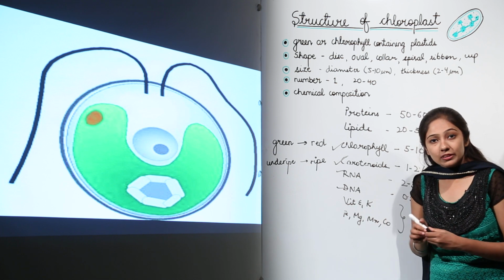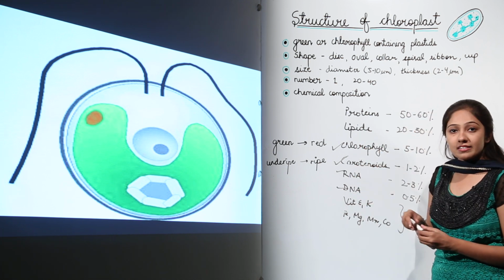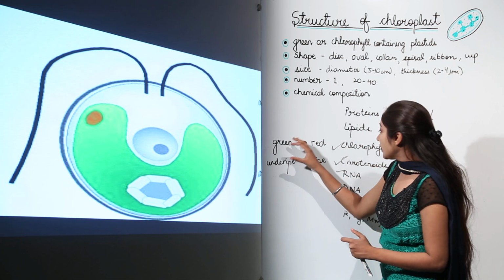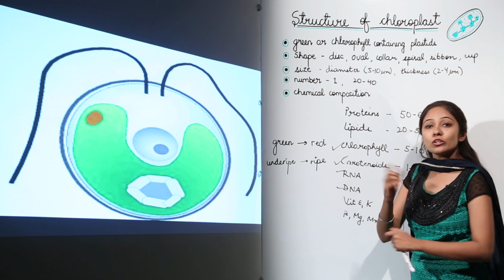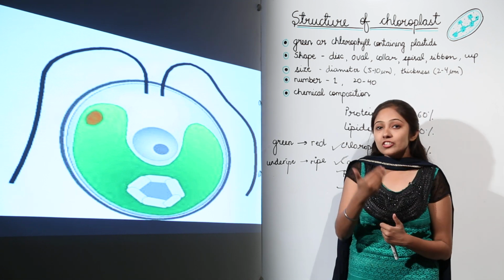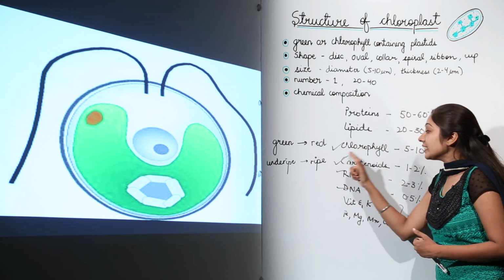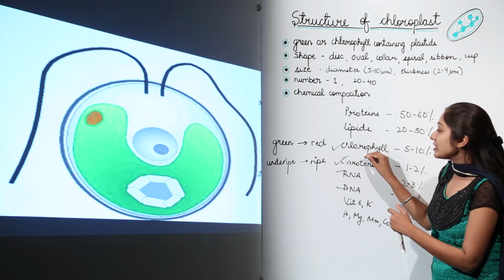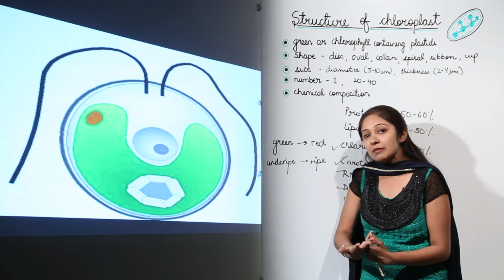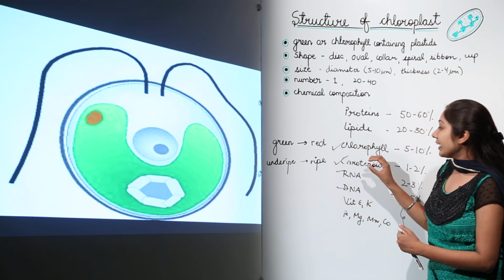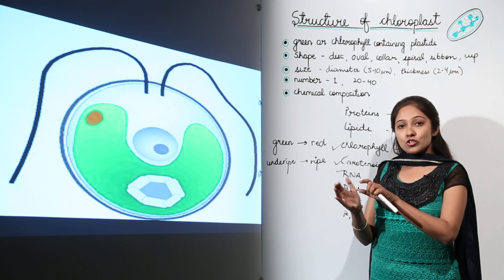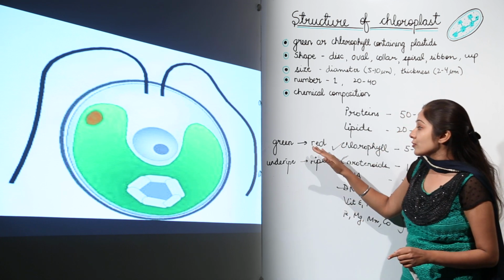So why does this happen? Since these two pigments are present, what is going to happen? Slowly this chlorophyll pigment is going to degenerate. When this degenerates, it is masked by this red color pigment, that is carotenoid. So chlorophylls are degenerated when the fruit ripening process takes place, and this green color is going to be masked by this red color.